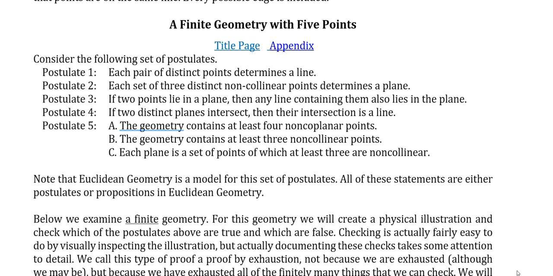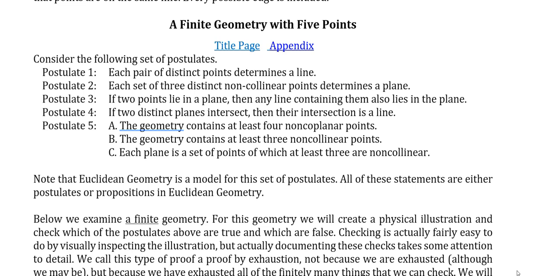Now we're going to examine a new finite geometry. For this geometry, we're going to create a physical illustration and check which of the postulates above are true and which are false. Now, checking is actually fairly easy to do visually by inspecting the illustration, but actually documenting these checks takes some attention to detail.